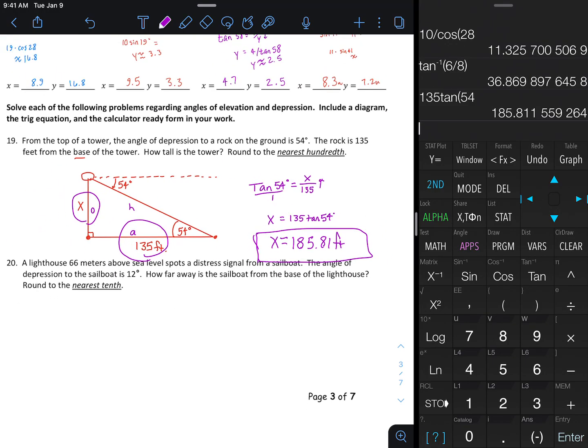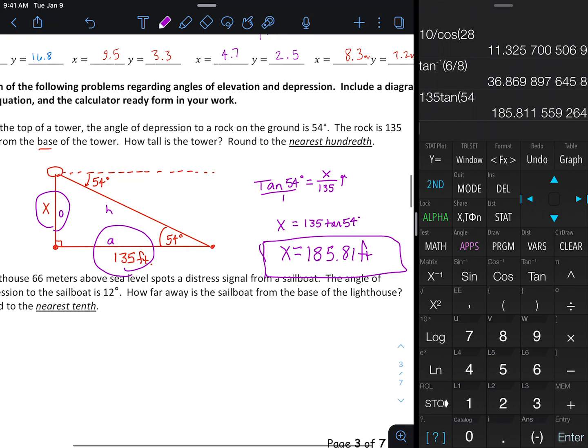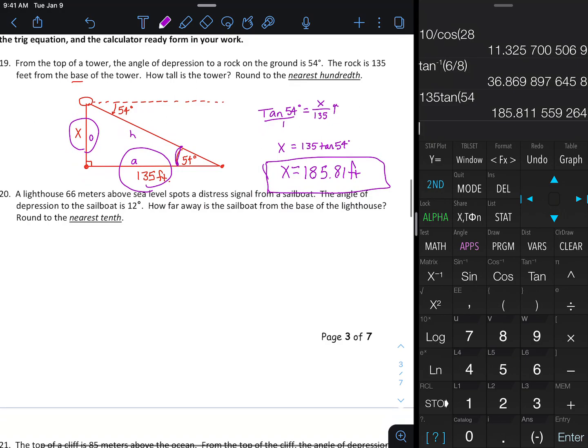Okay. So that is that right there, and that does make sense. 54 degrees is bigger than the 36 degrees. So across from 54, you should have that higher height, that bigger distance. So 185.81. Okay, next one here.